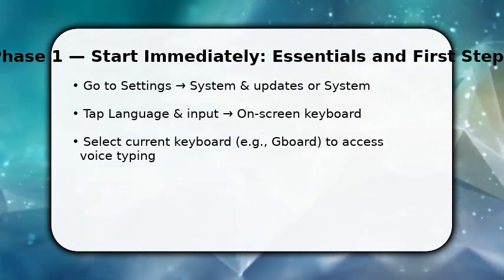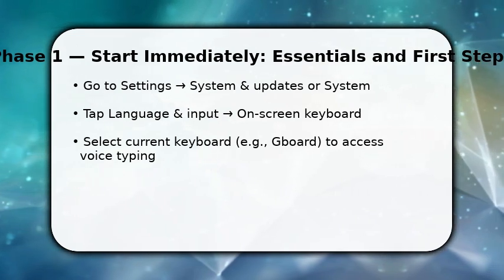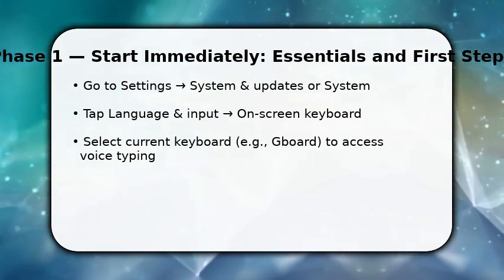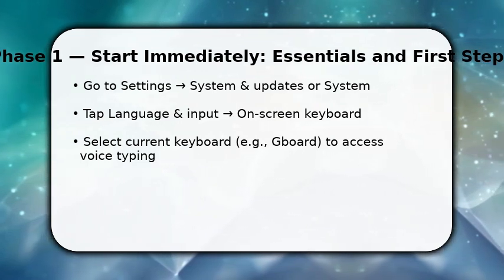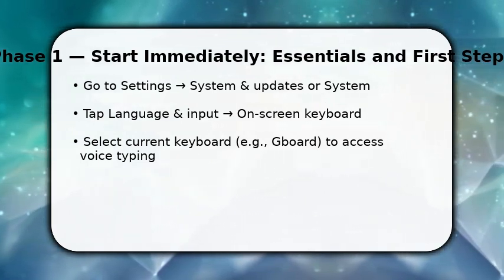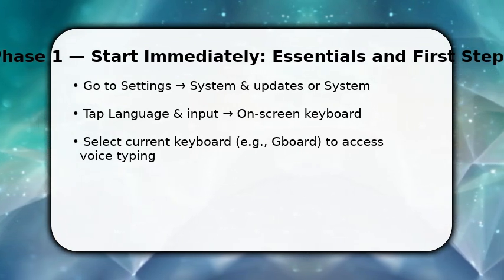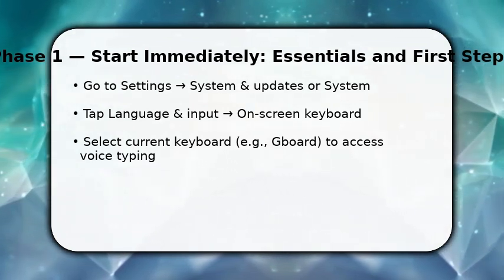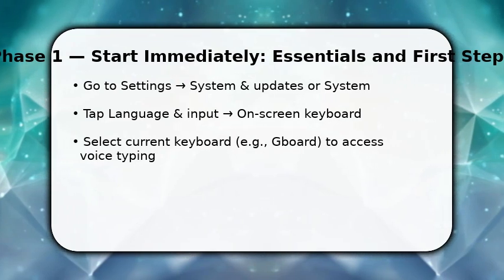You do this because the voice typing toggle sits inside the keyboard's preferences. Disabling it here prevents Google from intercepting dictation. Make sure to tap the keyboard name, not the general input method. This first step exposes the exact switch you need to change.